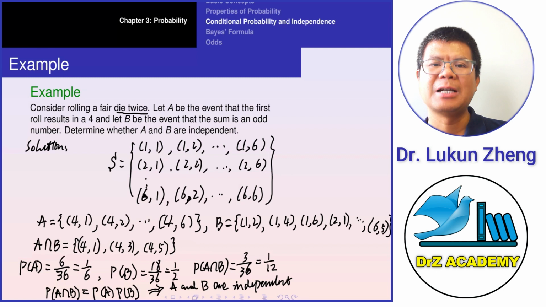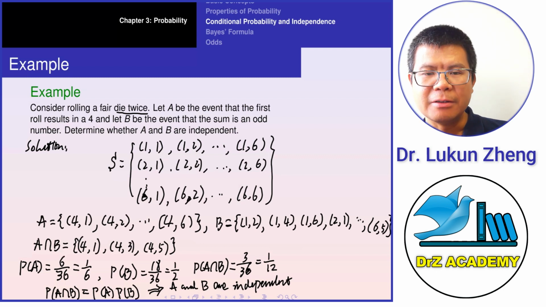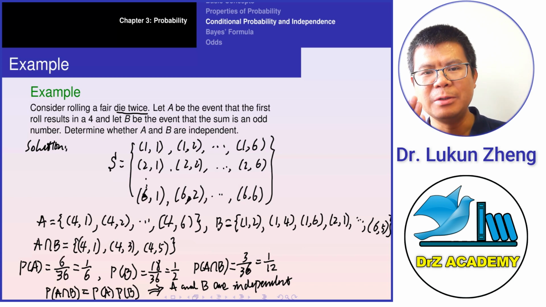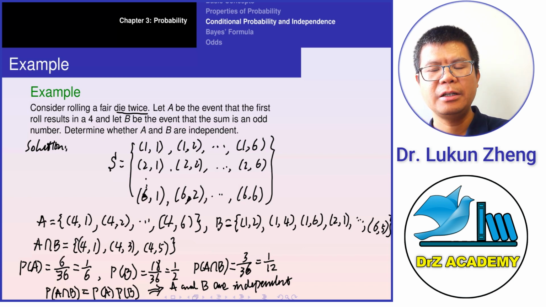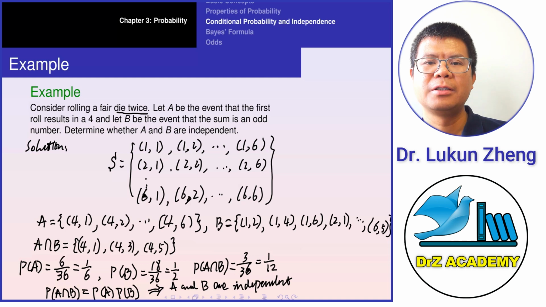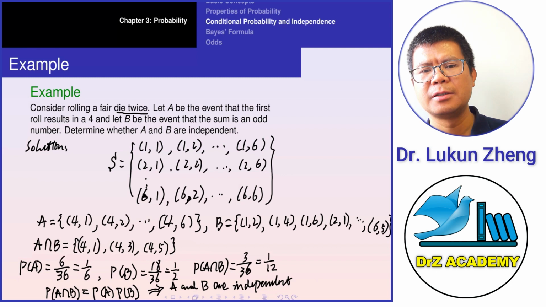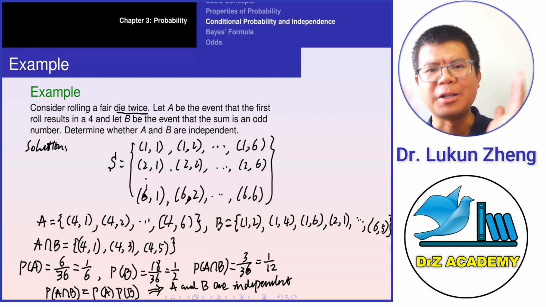Find the sample space, and then identify A and B and their intersection. You find the probability of A, the probability of B, and then the probability of their intersection. Then see if the equation holds: is P of the intersection equal to the product of their probabilities? If the equation holds, they are independent. Otherwise, they are not.